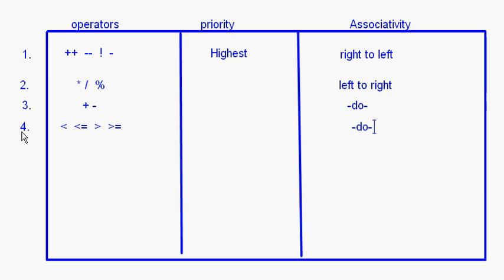So here I'll put it like this, right? Among the relational operators, greater than equal to and less than equal to have a higher precedence than equal to and not equal to. They are at the next level, right?